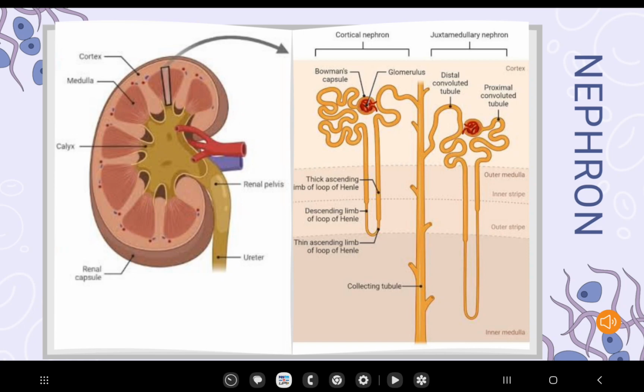Juxtaglomerular apparatus. This is a specialized region of the nephron located near the glomerulus at the beginning of the DCT, also known as the distal convoluted tubule. It consists of cells involved in regulating blood pressure and filtration rate. The nephron's intricate structure and function allow the precise regulation of water and electrolyte balance, pH, and waste elimination from the body.